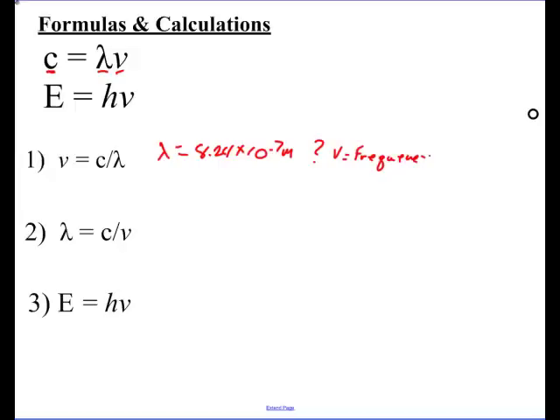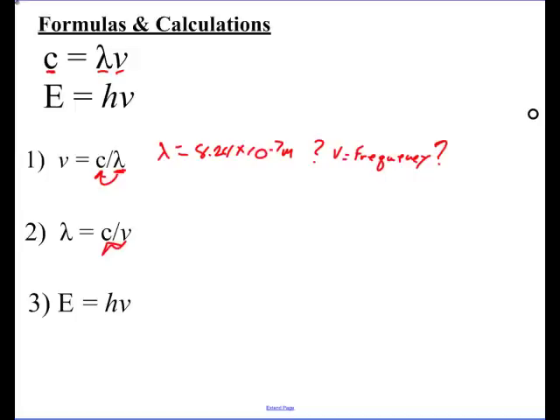Well, here's my formula. Notice I'm always going to be dividing what I have into the speed of light. That's the same way down here also. So as far as mathematics, if you've done density, you can do this no problem. So let's just do this problem.